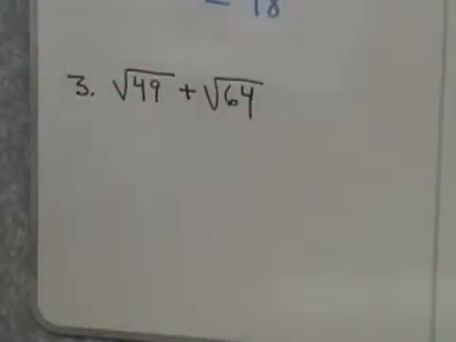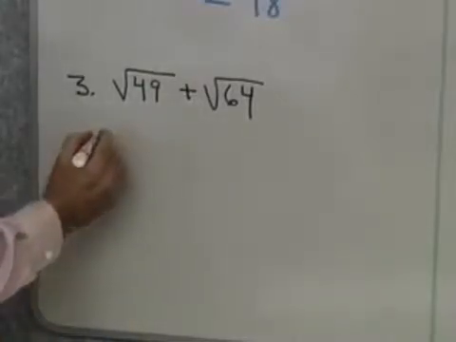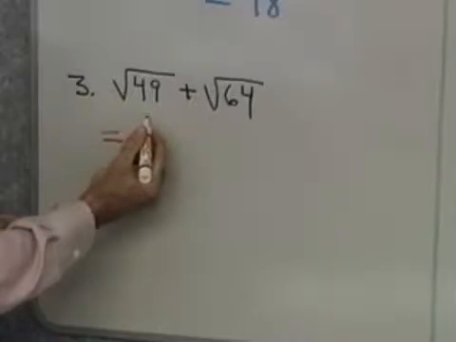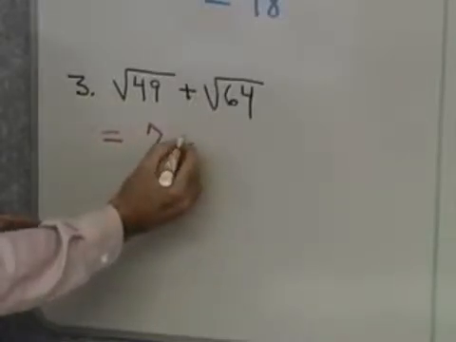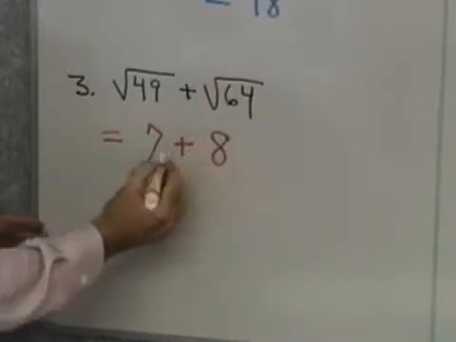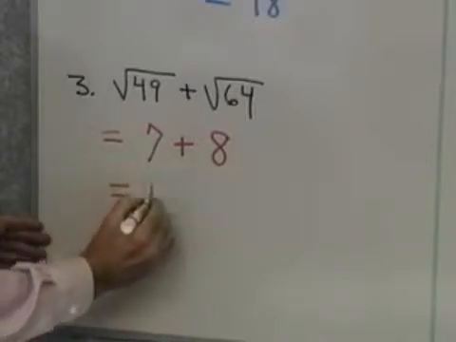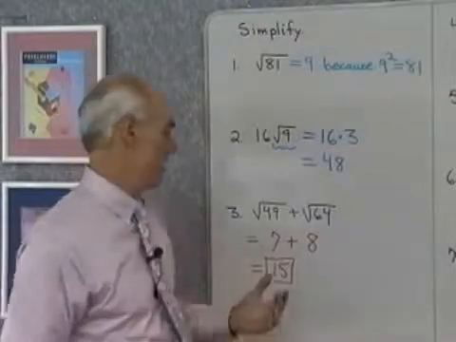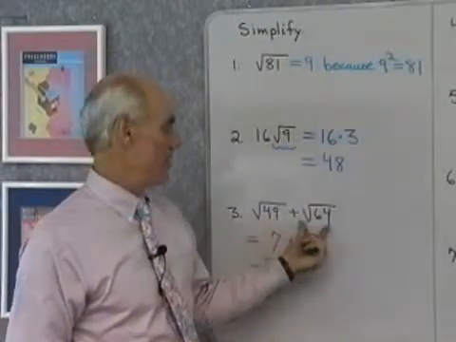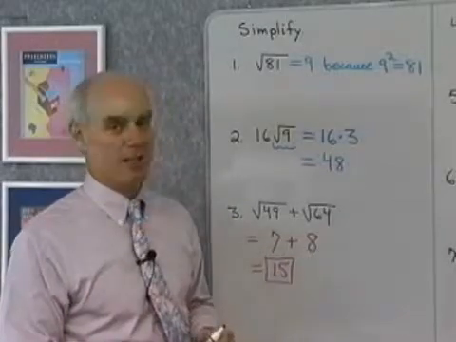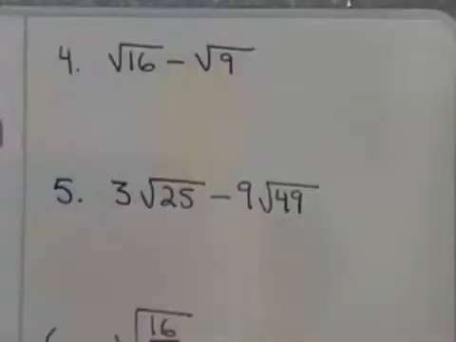Here's our next one. Square root 49 plus square root 64. Let's simplify. Square root of 49, this is the positive number I square to get 49. That's 7. Plus square root 64, this is the positive number I square to get 64. That's 8. 7 plus 8, 15. So that simplifies very nicely down to just 15. So positive square root 49 plus positive square root 64 is 7 plus 8, and that comes out to be 15.